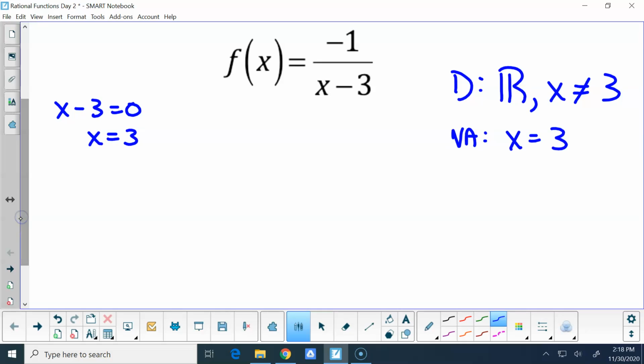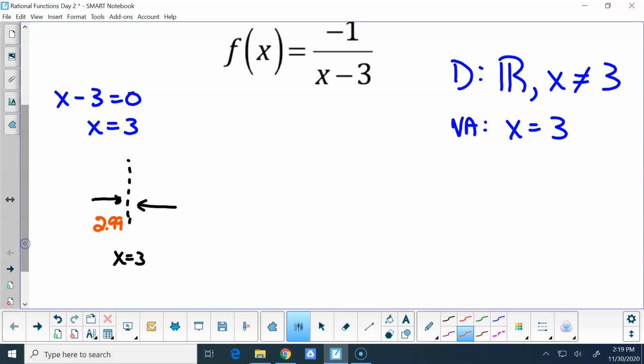Okay? Then what we're going to do is look at this vertical asymptote at x equals 3, and I need to look at what the function is doing coming from the left. So if I think about smaller numbers here, smaller than 3, that would be like 2.99, let's say. It's going to be on that side. So if I put 2.99 into my f of x function, hold on one second, I'm going to move this around.